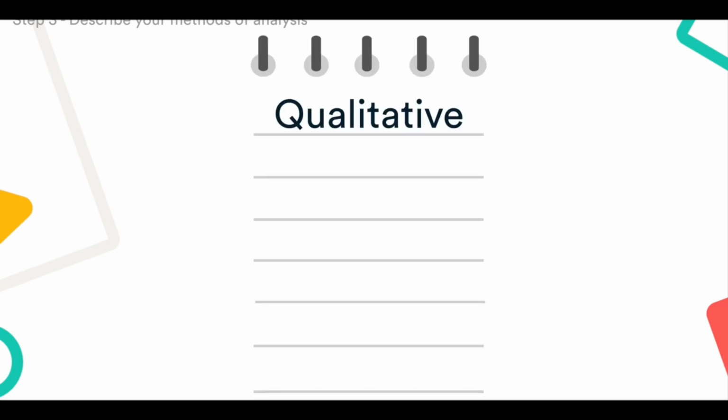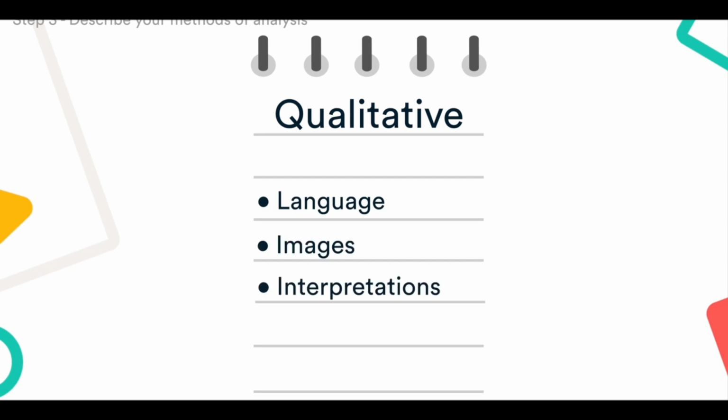For qualitative methods, we're focusing on words, so your analysis will be based on language, images, and interpretation. You might describe how you went about categorizing the responses to identify recurring themes and patterns.